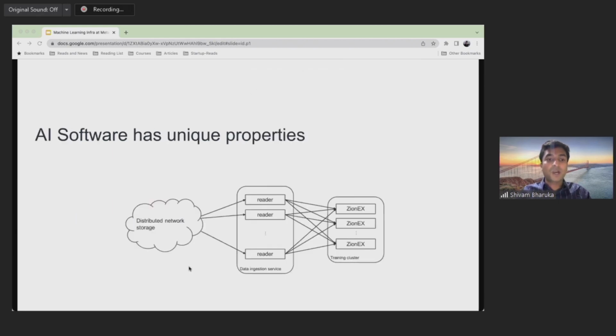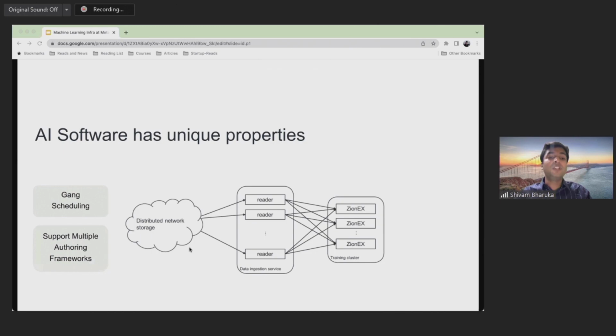Now, apart from the hardware, AI software also has very unique properties. It requires gang scheduling, which means that the trainers which are scheduled for one single job in any AI job itself need to work in a synchronous fashion. A failure in one node leads to a restart of the entire job itself. This is not typical of a distributed system. A failure can be tolerated at a node level. This is not the case for machine learning.